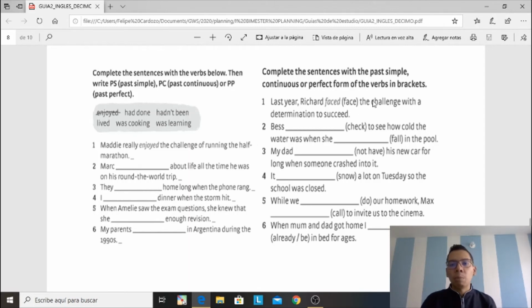The following example says, complete the sentences with the past simple, continuous or perfect form of the verbs in brackets. Sencillo, similar al ejemplo anterior, lo único que tenemos que hacer es estos verbos que tenemos en paréntesis debemos ponerlos en la forma correcta, ya sea en pasado simple, pasado continuo o pasado perfecto.